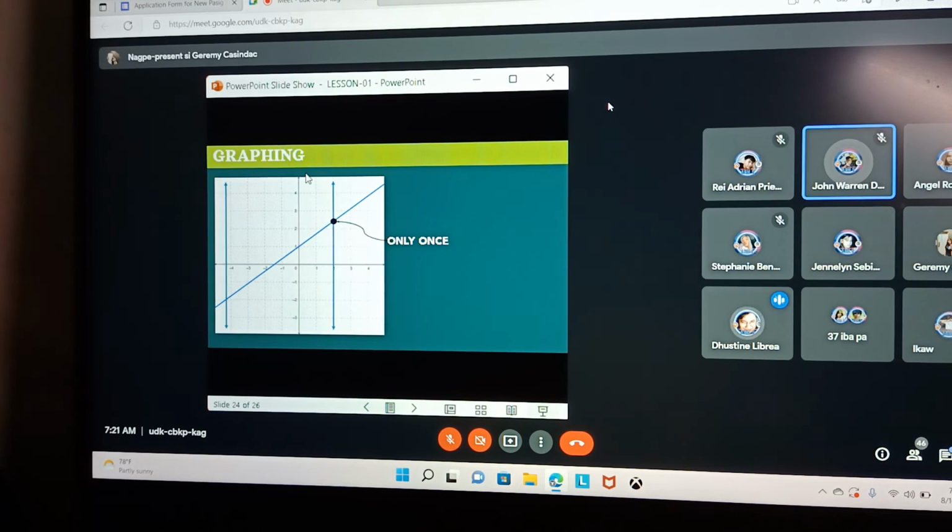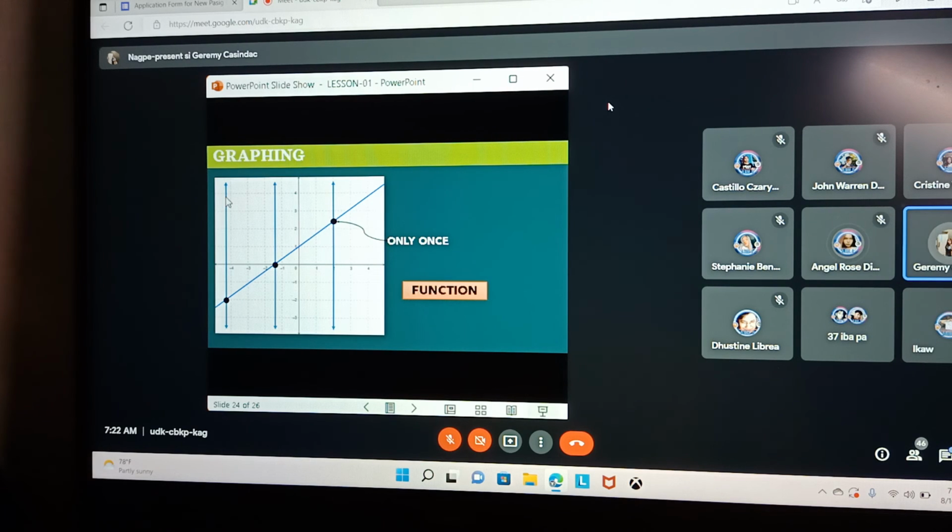Function, po. Function. Another example, we have here another vertical line. How many times did it touch? Just once again, po. So that is the point that it passed through or touched. Another vertical line again. In this third vertical line, how many times did it touch our graph? Once, po. Therefore, this graph is a function. Okay, next.